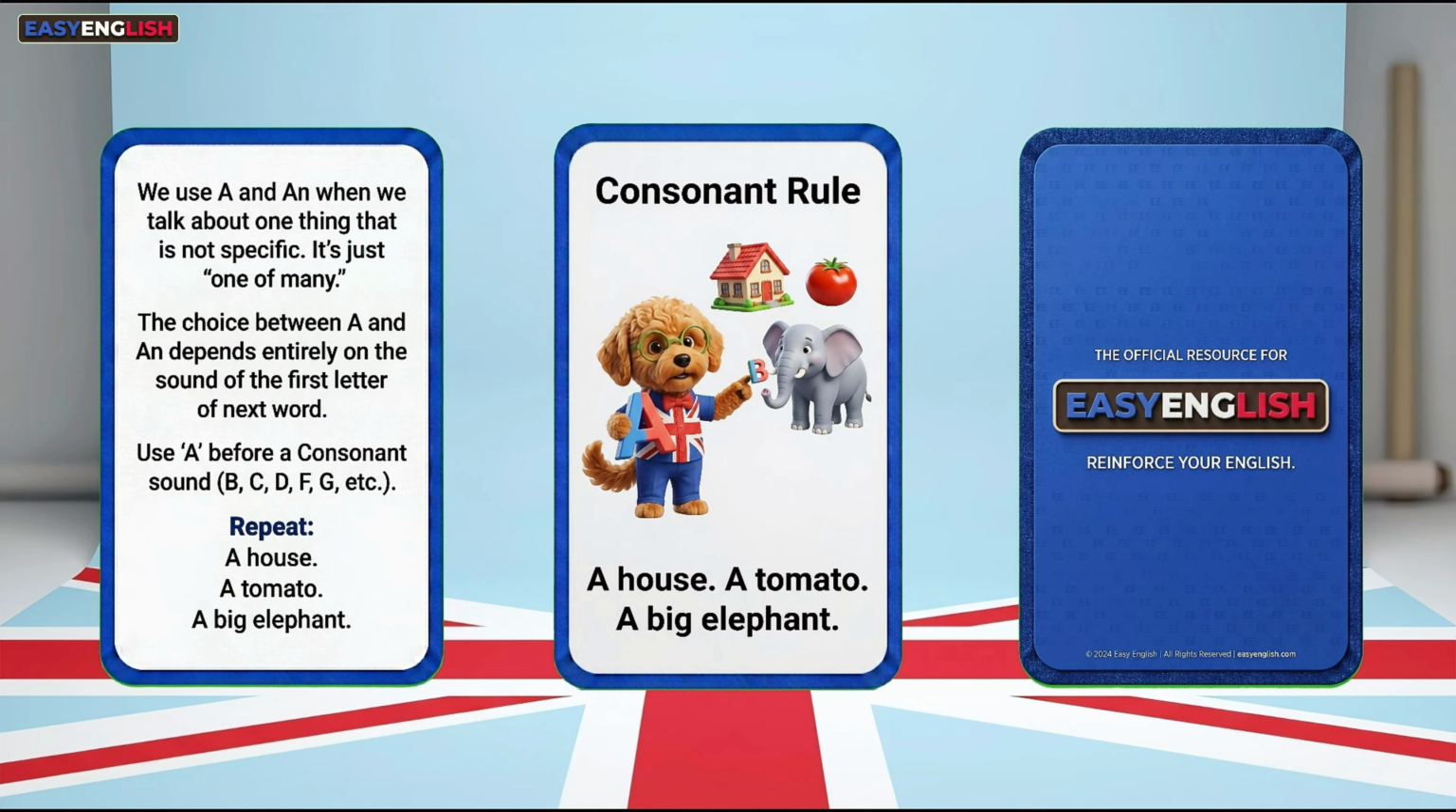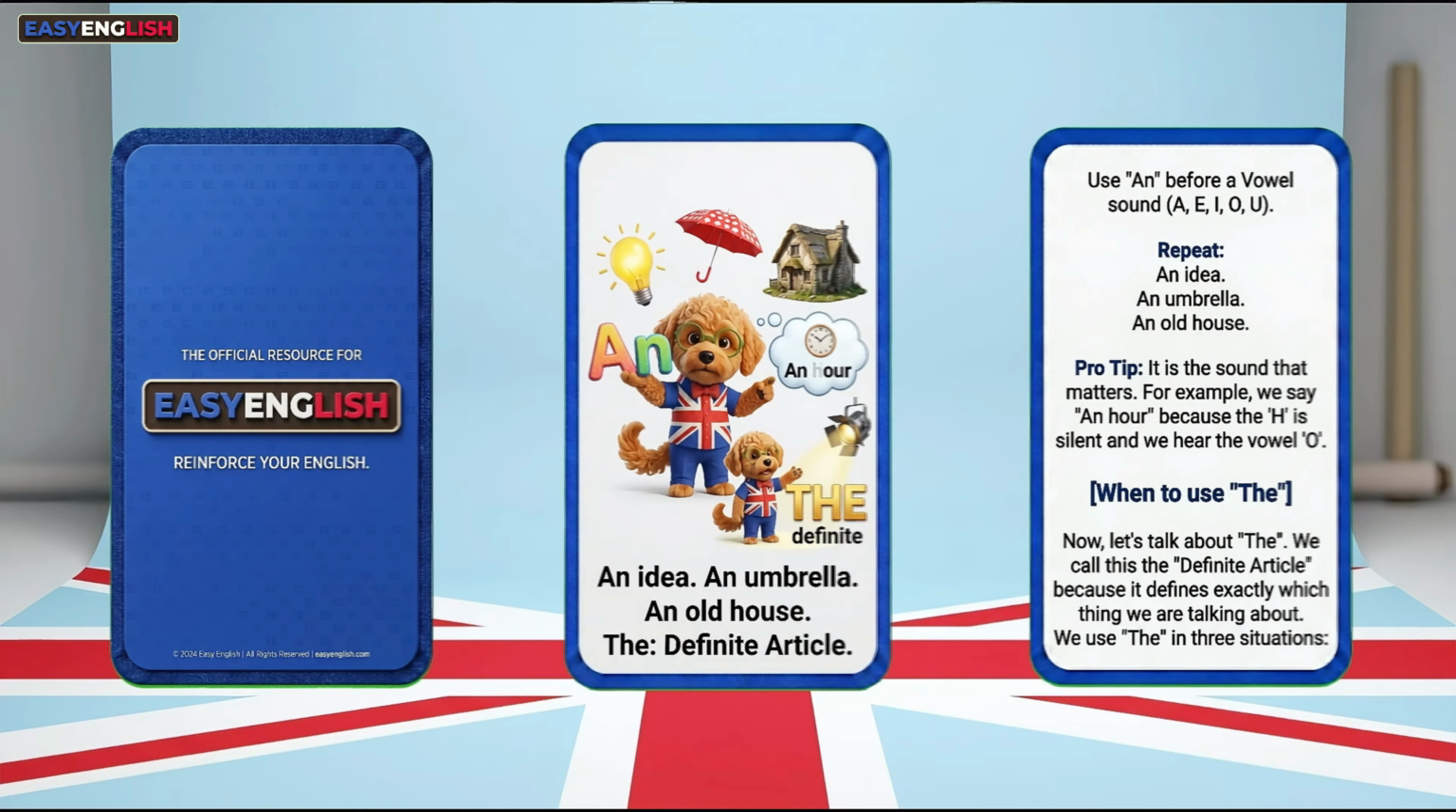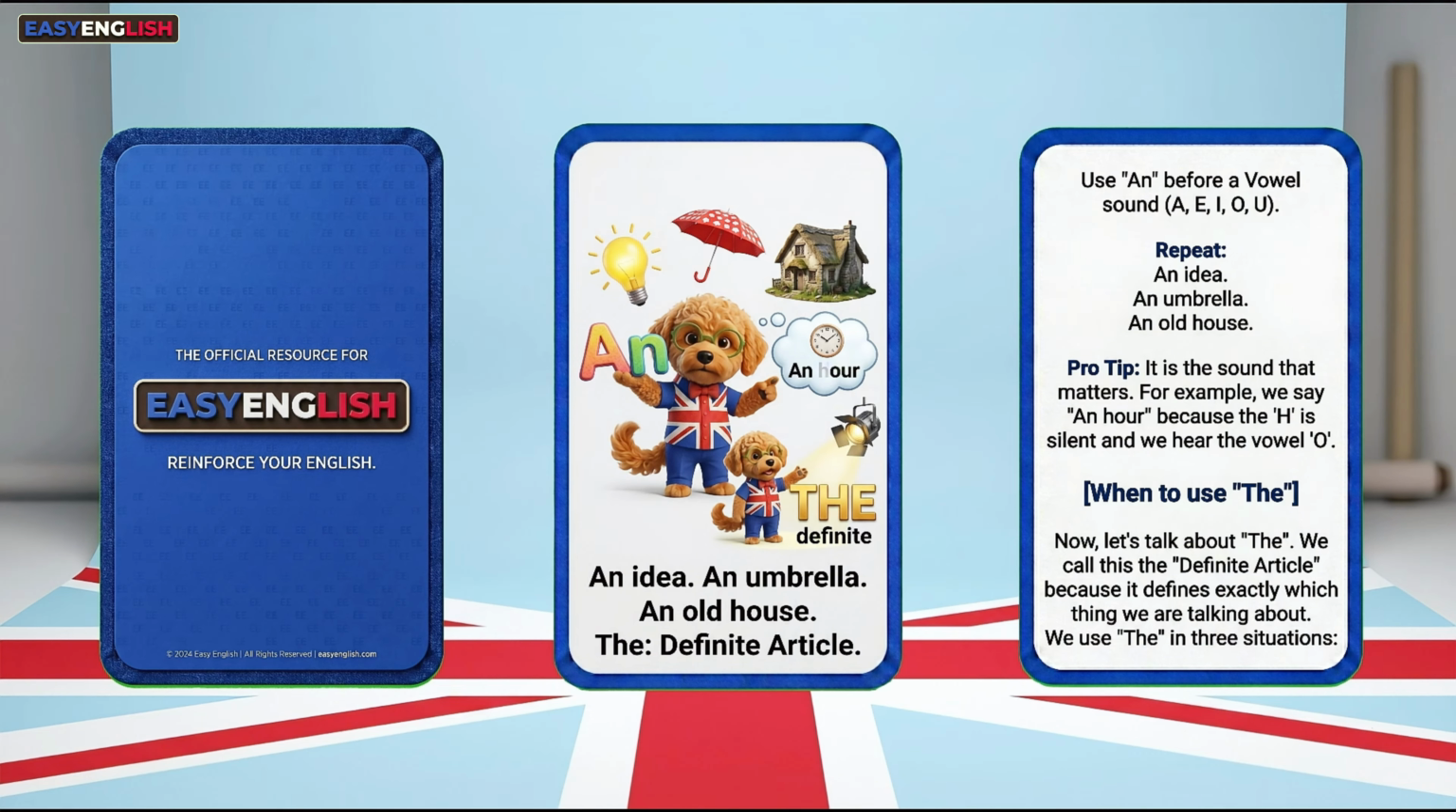Use a before a consonant sound: B, C, D, F, G, etc. Repeat. A house, a tomato, a big elephant. Use an before a vowel sound: A, E, I, O, U. Repeat. An idea, an umbrella, an old house. Pro tip, it is the sound that matters. For example, we say an hour because the H is silent and we hear the vowel O.